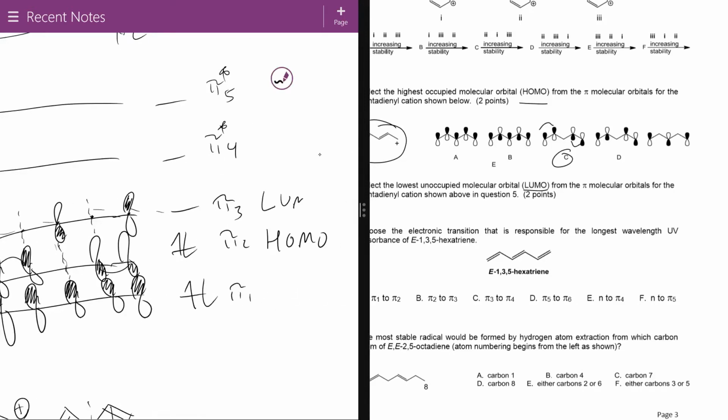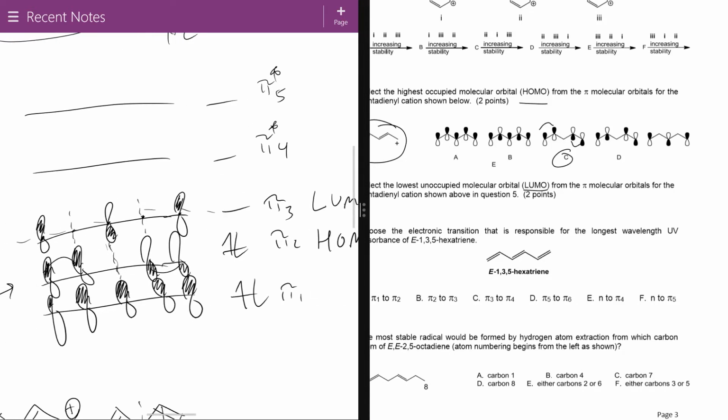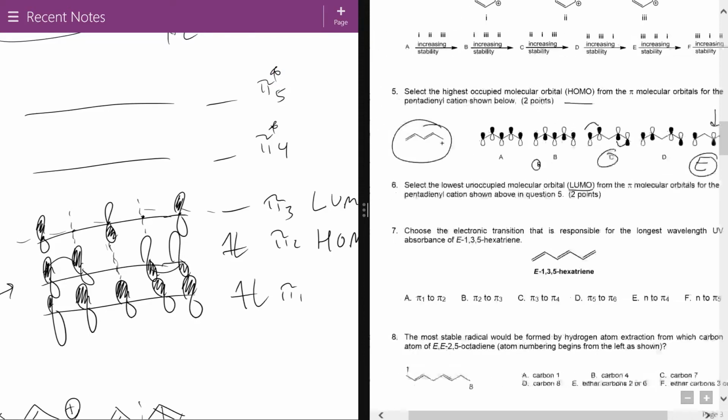That represents our LUMO. All we have to do is find the one that has 2 nodes with switching in between. And to me, that looks like choice E, which should be here. So we have 5 and 6 done.